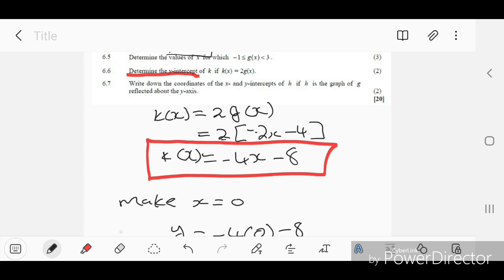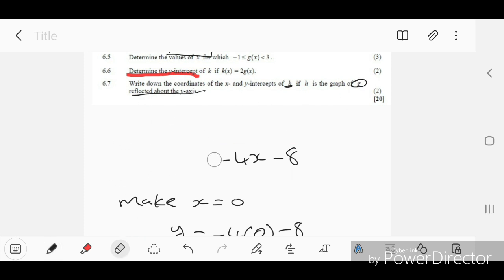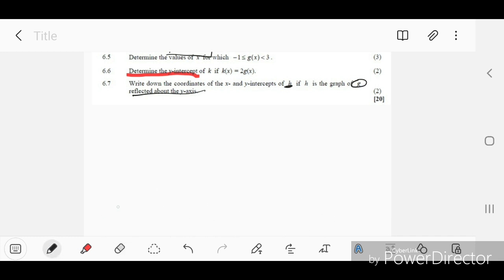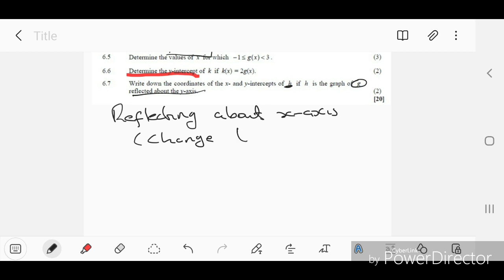Okay. So now they are saying 6.7, write down the coordinates of the x- and y-intercept of h, if h is the graph of g reflected above the y-axis. Okay. Now in reflection, when we are reflecting about the x-axis, you change the sign of y.